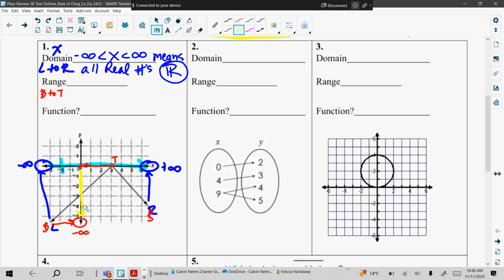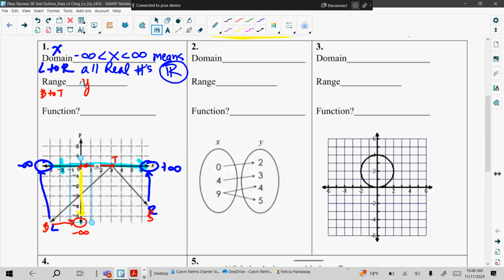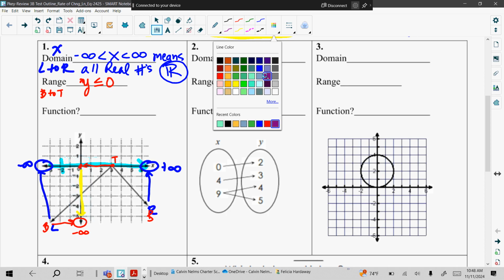0 and below. So how would I write that? You're right, 0 and below. What values are the range again? Y. So how would I show values 0 and below? Y is less than or equal to 0. That makes sense. All right, now determine if this is a function.